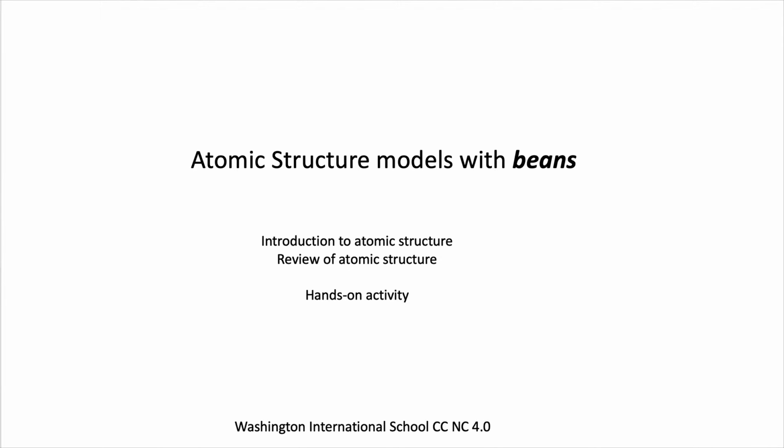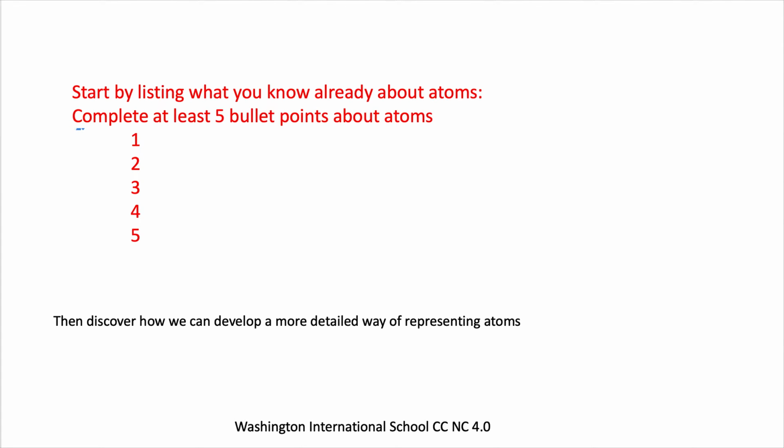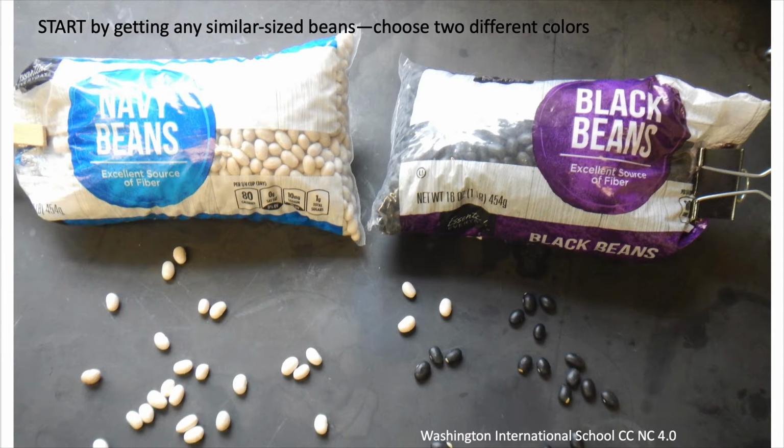We're going to increase our understanding of atoms by looking at atomic structure, what makes up the atom, and we can do it with simple materials. And here we've got beans. But before we start, list what you already know about atoms and complete at least 5 bullet points explaining what you know. And then we'll follow up by discovering how we can develop a more detailed way of representing atoms.